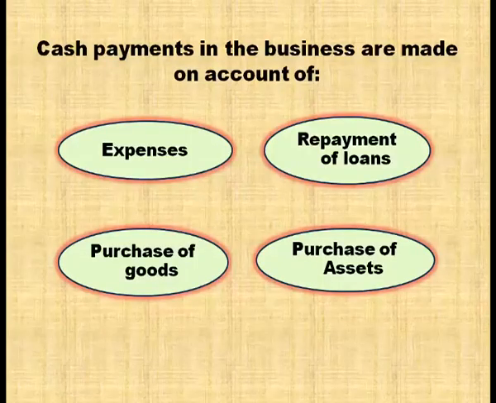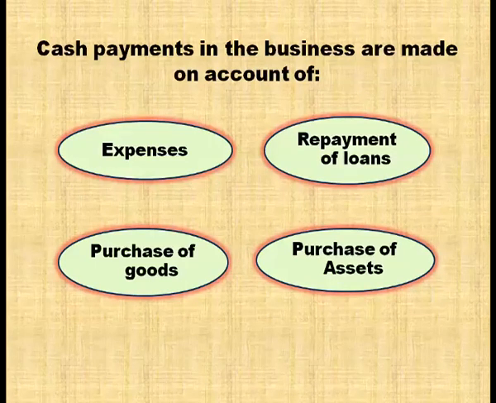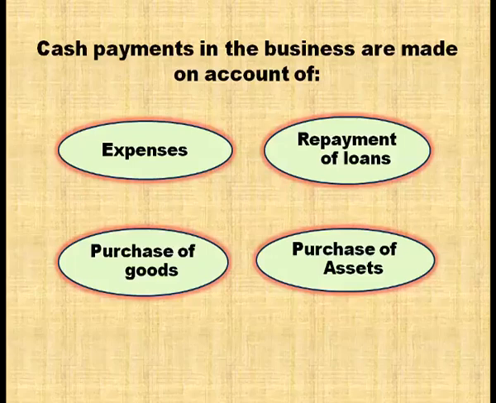Cash payments are made in which cases? It is made when there is an expense. When there is repayment of loan, cash payment is made. When goods are purchased, cash is paid. When assets are purchased, cash is paid. Here is a format of debit voucher.